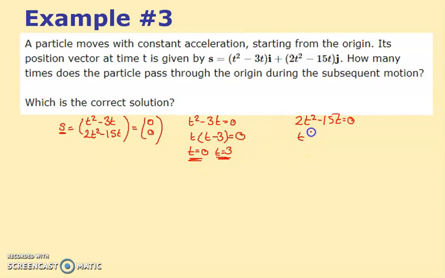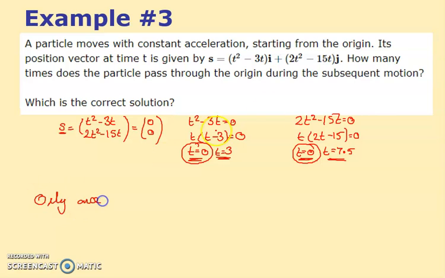This one, again, t comes out as a common factor. 2t minus 15. Oh, okay then. t equals 0, but t is a different answer this time. That gets me 7.5. So they've got to agree on both. So in actual fact, t equals 0 is the only solution. How many times does the particle pass through the origin through subsequent motion? The correct solution then is only once. I suppose it's subsequent motion, not at all. Only once when t equals 0.